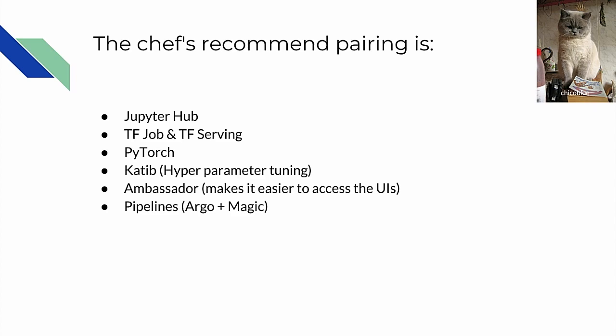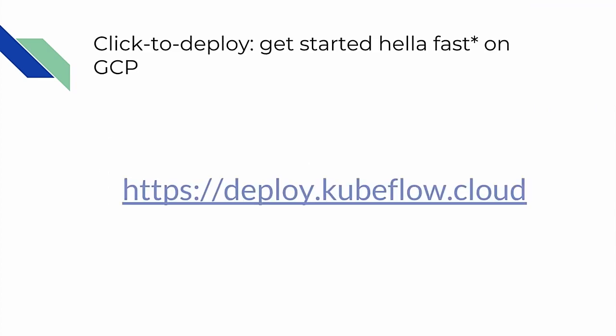Okay, cool. So what is inside of the chef's recommended pairing? It's JupyterHub, it's a TFJob, TF Serving, PyTorch, Katib, which can be used on top of these other components, Ambassador, which lets us access the web UIs, and Pipelines, which is more or less some stuff on top of Argo to make it look nice. So if you're familiar with Argo, it's okay. You can just roll with that.